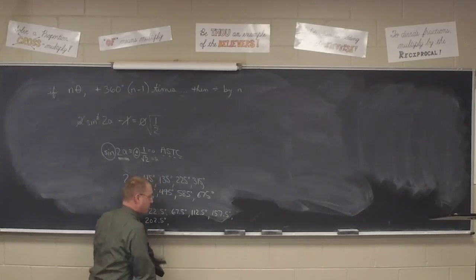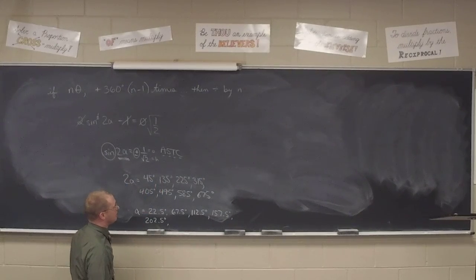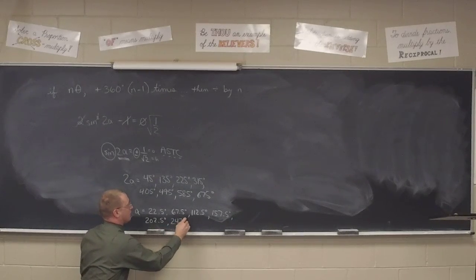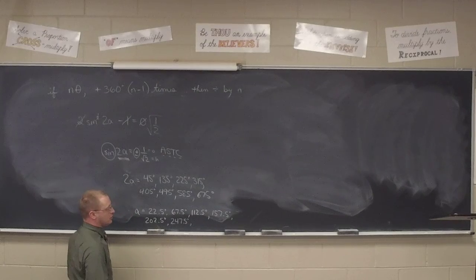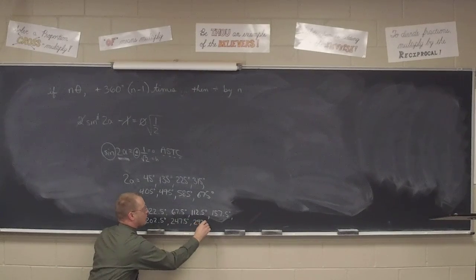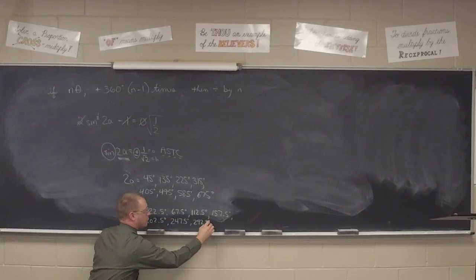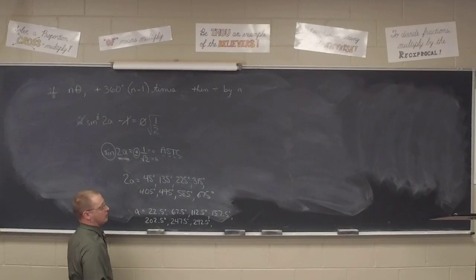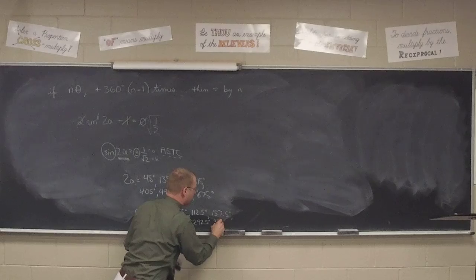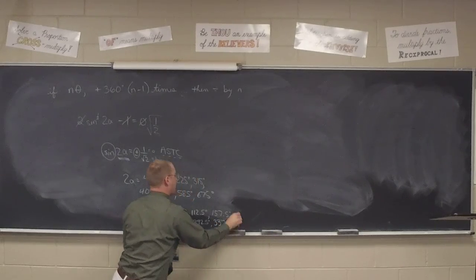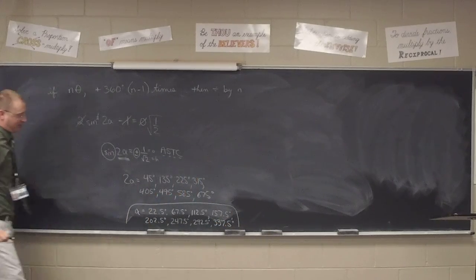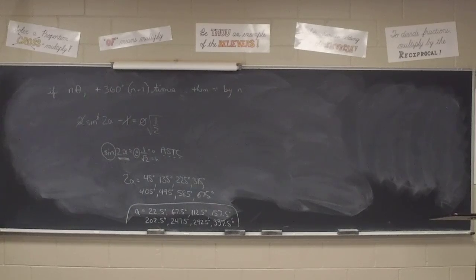What about 495 divided by 2? 247.5. 585 divided by 2? 292.5. 337.5. And there are my 8 alpha answers. Now I gotta write those down.